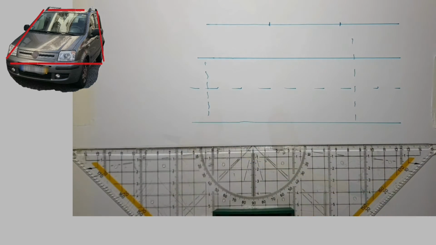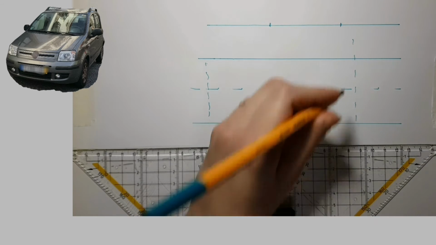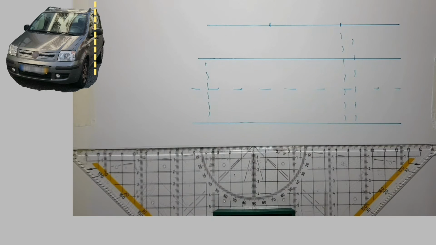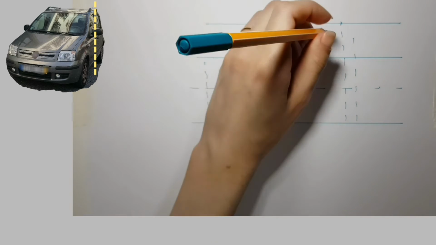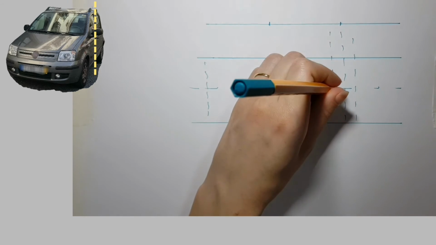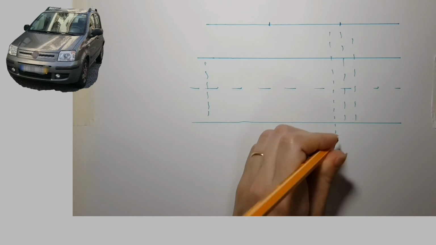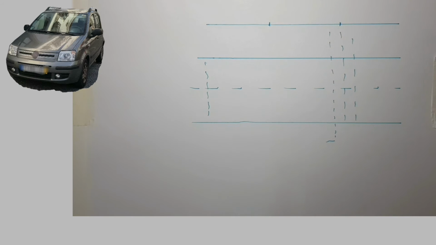It's a trapeze shape, but it's not symmetrical. In the right side, the distance is much smaller than the distance in the left side. The closer wheel is a bit to the left of this line. The further wheel is a bit to the right of this line. The wheel in the front continues below the bottom of the car.